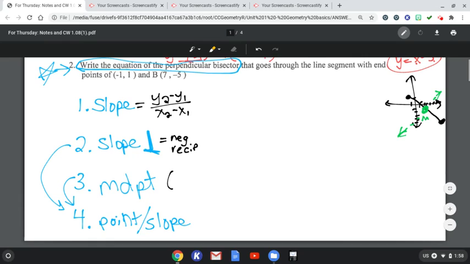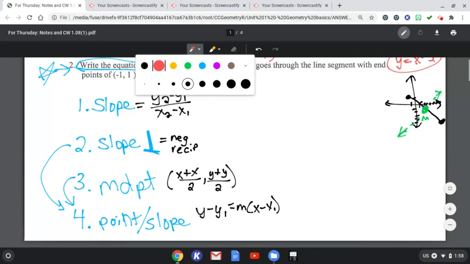Our midpoint says to add your x's, divide by 2. Add the y's, divide by 2. And point slope is your y minus y1 equals m times x minus x1. So our substitutions.